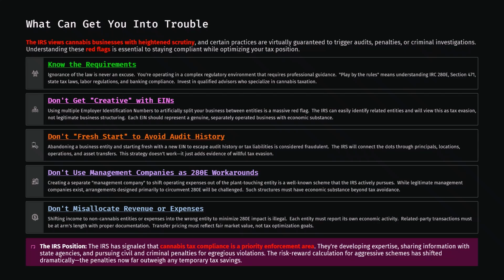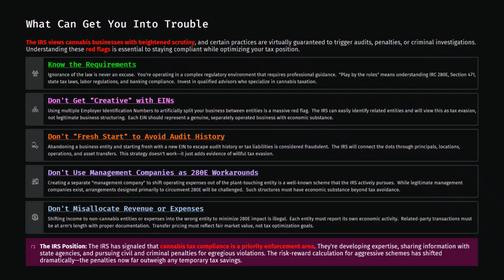This is where we shift from strategy to warning signs, and I want to be clear here. If you play games with your entity structure or EINs, you're putting a target on your back. Yes, cannabis operators face brutal tax burdens under 280E, and yes, it's tempting to look for workarounds. But there's a big difference between smart planning and aggressive structuring that crosses the line. Let's go through what not to do.